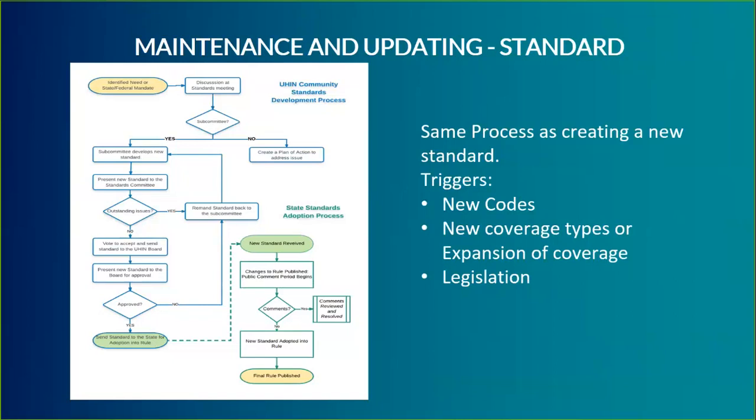So let's say there's a new code that comes out. A lot of times we'll update for the new codes. We did that with our telehealth because there were new codes that were created, so we included those codes within our standard. So that was something that came up. In terms of new coverage, that's like the ABA. Believe it or not, that was legislation that came out of the 2015 legislature that required payers to do coverage for the autistic children.